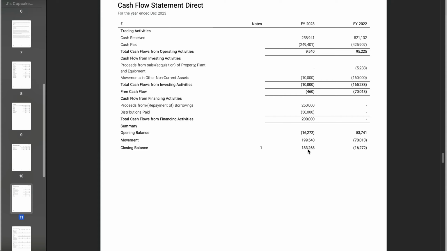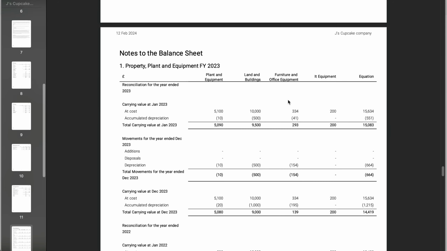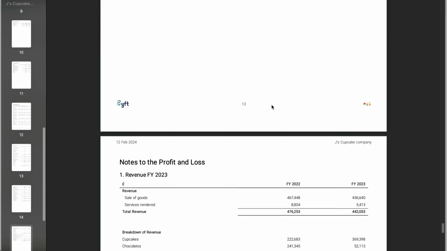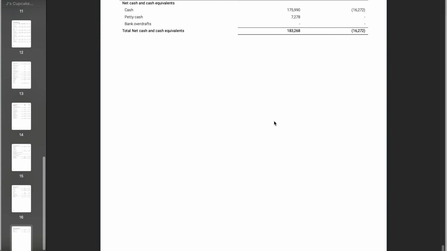Next, we can find the notes to the balance sheet, notes to profit and loss, and the notes to the cash flow statement.